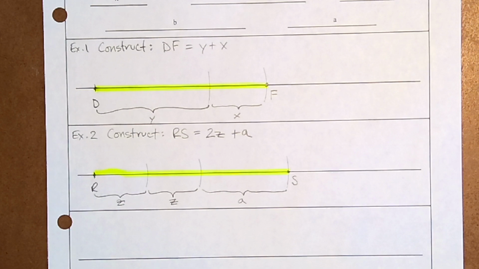Variation on the segment addition postulate. How we doing? Good so far? Not too bad, right?